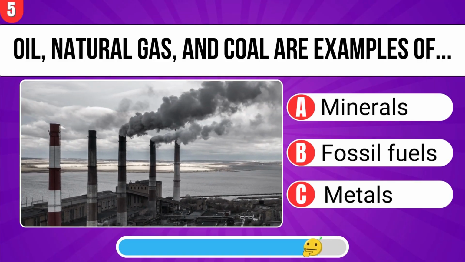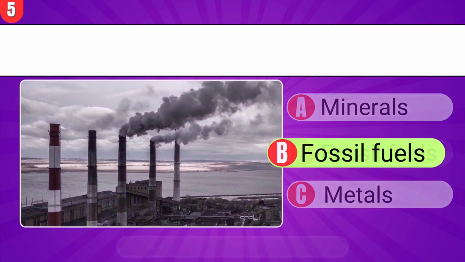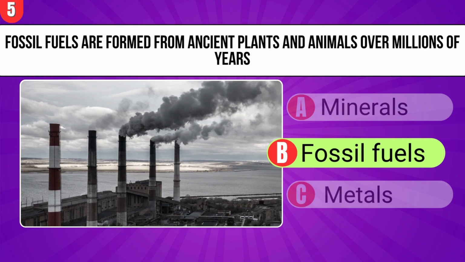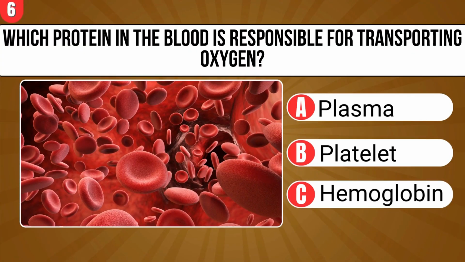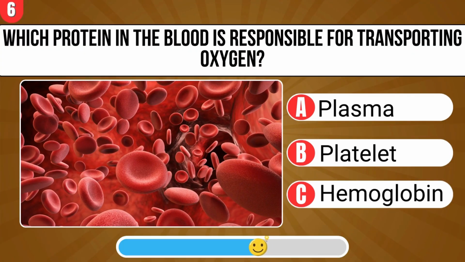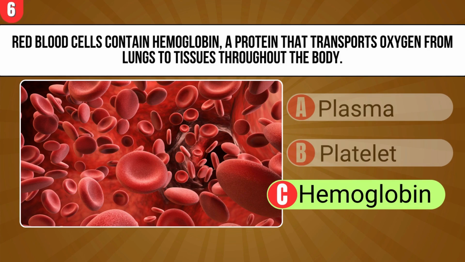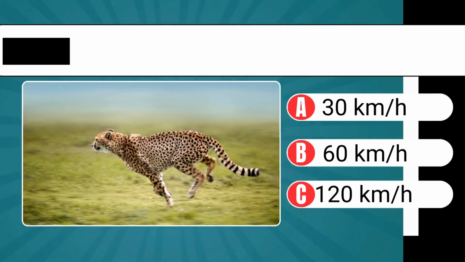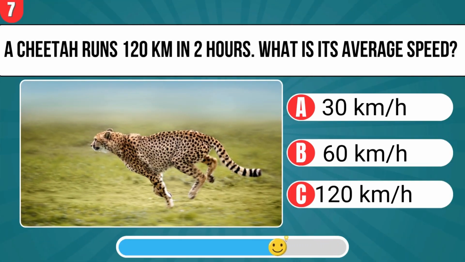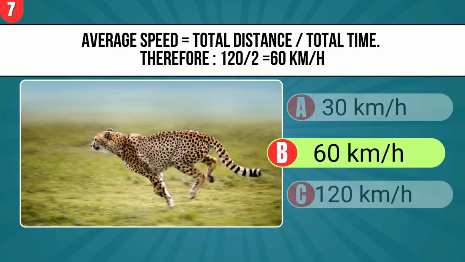Oil, natural gas, and coal are examples of fossil fuels. Which protein in the blood is responsible for transporting oxygen? It's hemoglobin. A cheetah runs 120 kilometers in 2 hours. What is its average speed? The average speed is 60 kilometers per hour.